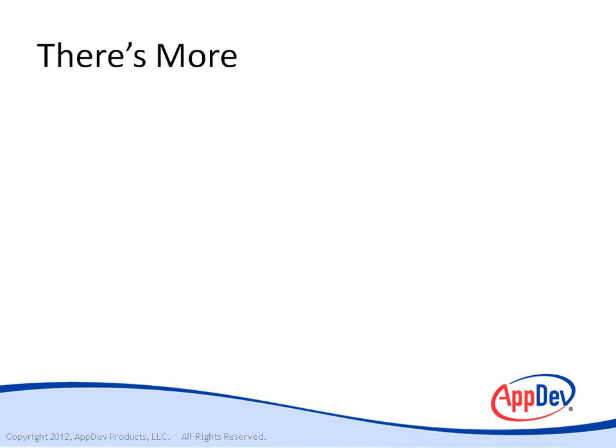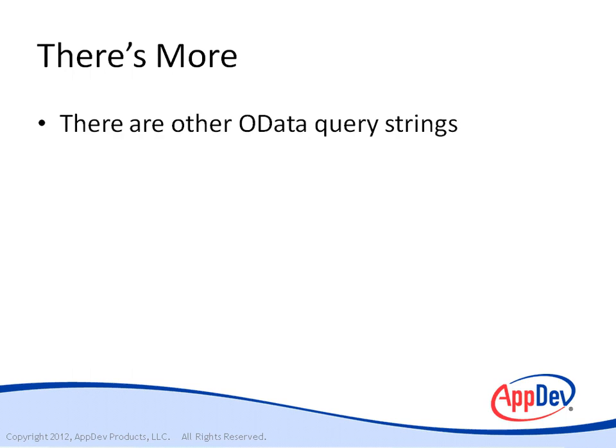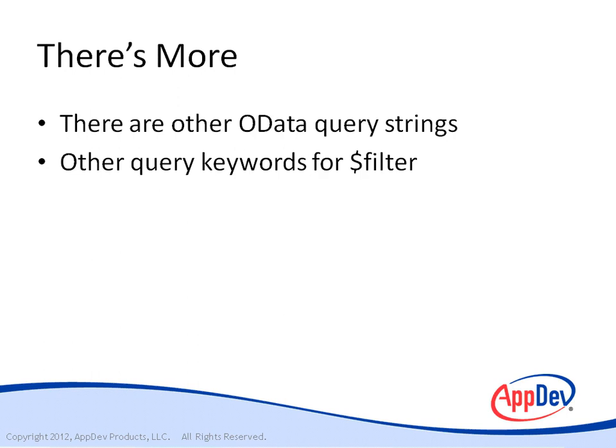There is more that you can do with OData besides just the things that I've shown you. These are just the most common things and the ones that lend themselves best to client-side filtering. There are, for example, other OData query strings. We covered a few keywords, but if you go to the OData website, you'll see there's many more query strings that you can use to do different things with your data.